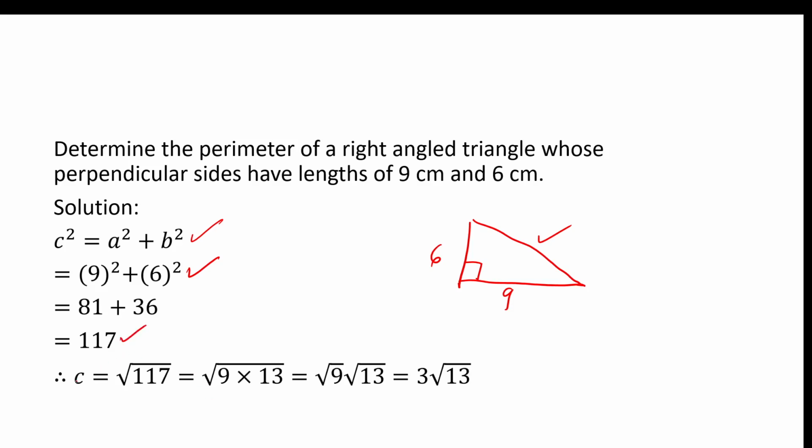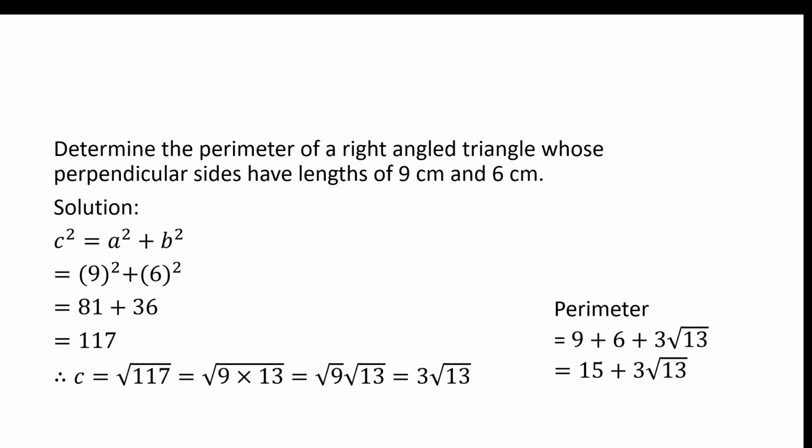Now, that makes c equal to the square root of 117, but of course we want to see if we can simplify that. Well, a perfect square that divides evenly into 117 is 9. So we have the square root of 9 times 13. That's the same as the square root of 9 times the square root of 13. Well, the square root of 9 is 3, so we have 3 root 13.